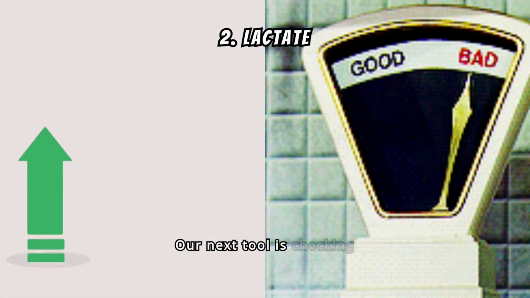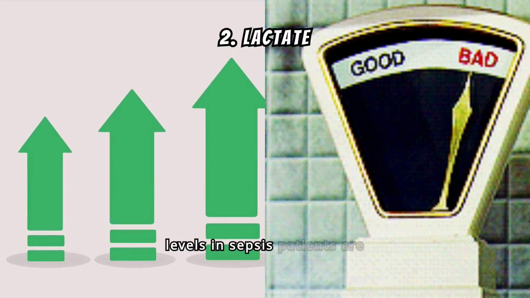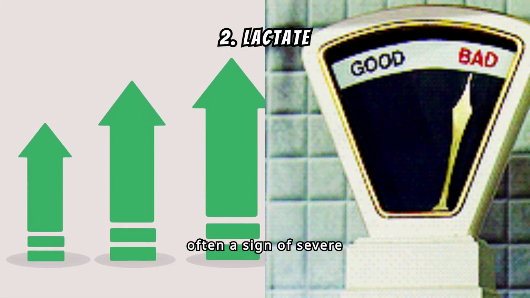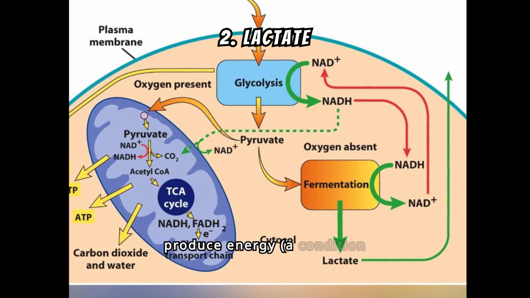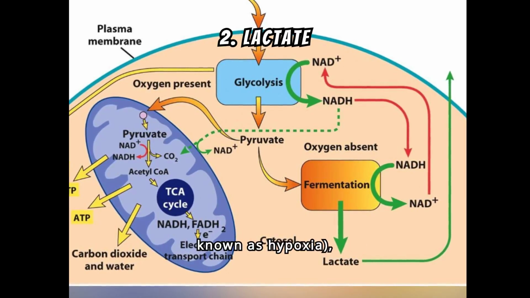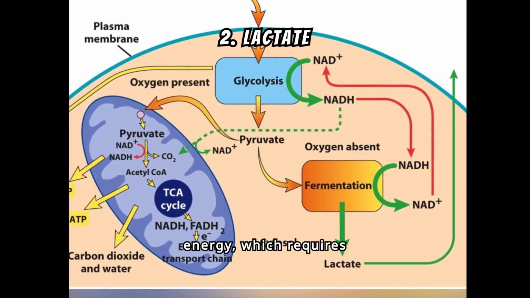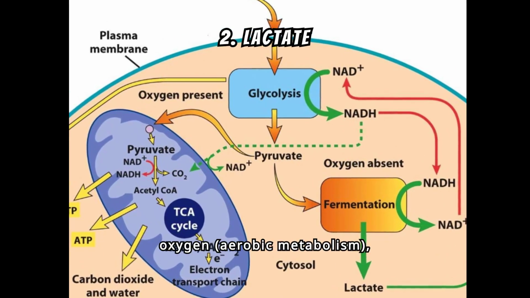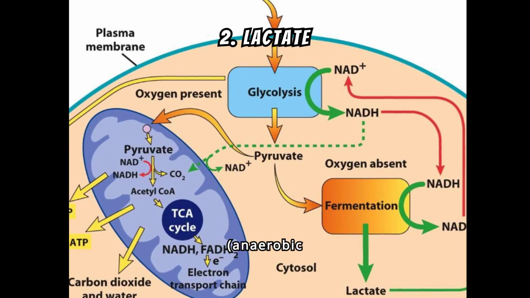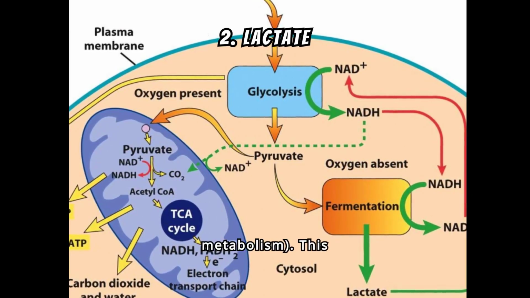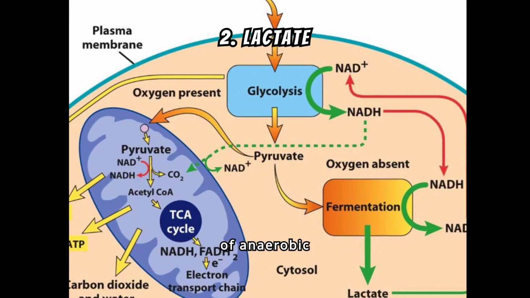Our next tool is checking serum lactate levels. High lactate levels in sepsis patients are often a sign of severe illness. When there is not enough oxygen available for cells to produce energy, a condition known as hypoxia, they switch from their normal, efficient way of generating energy, which requires oxygen, aerobic metabolism, to a less efficient method that doesn't require oxygen, anaerobic metabolism. This switch results in the production of lactate, a byproduct of anaerobic metabolism.